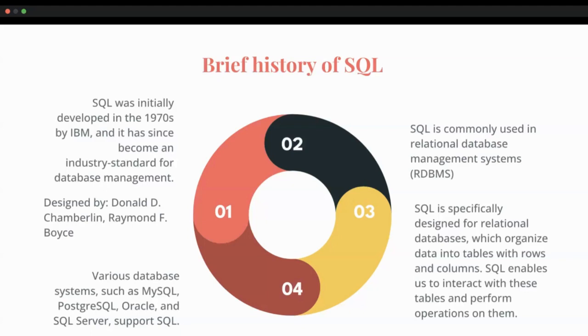So guys, what I want to tell you is that SQL is specially designed for relational databases, which organize data into tables with rows and columns. Rows are nothing but horizontal, columns are nothing but vertical. You have to store values in the rows and columns, right? So you can utilize this concept of rows and columns here. And SQL enables us to interact with these tables and perform operations on them, guys. So this is about the brief history of SQL.